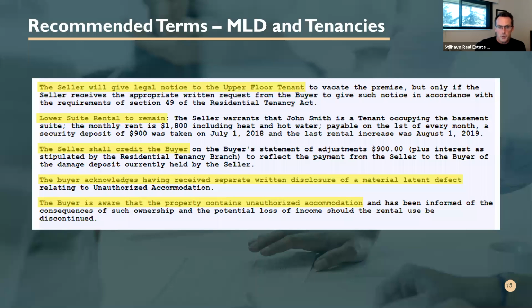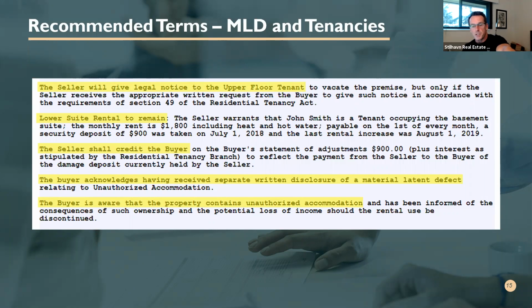A lot of you guys are doing that, which is great, but you're not going the one step further and putting this clause in. So the buyer acknowledges having received separate written disclosure of a material latent defect related to, in this case, unauthorized accommodation. That is required, and the buyer's agent will often forget to put it in. So as a listing agent, if you're the one giving the notice, also make sure this clause is added to the contract. And the buyer is aware that the property contains unauthorized accommodation. That is not the required disclosure. It has to be separate from the contract.